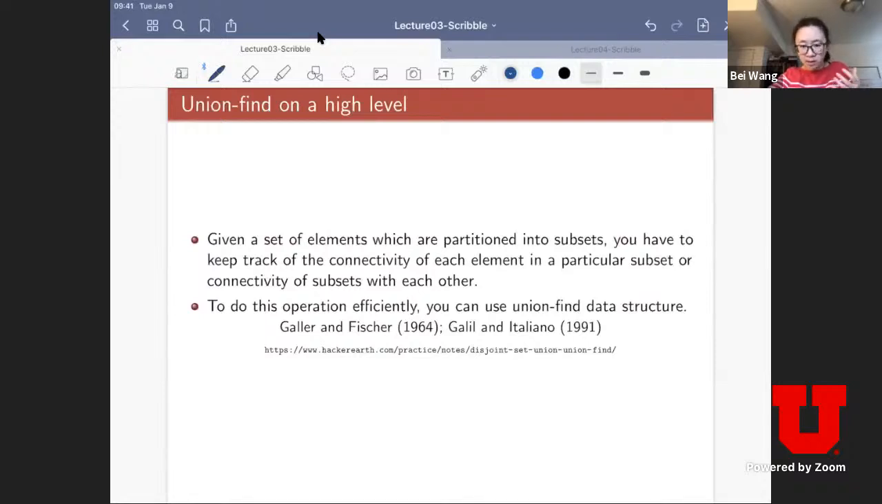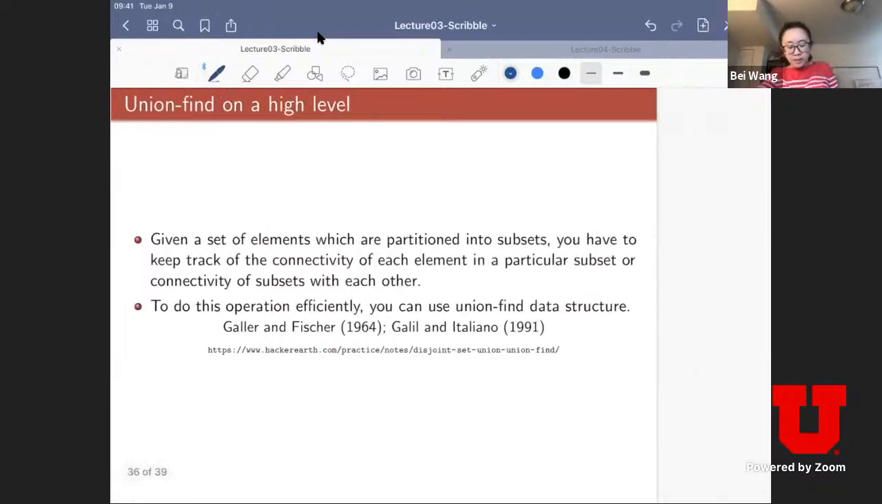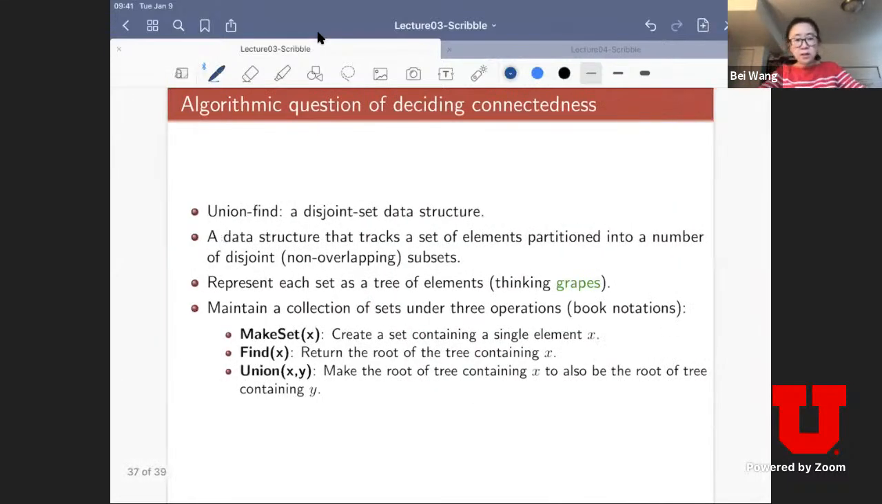It has a long history dating back to the 1960s. Sometimes people also call it the disjoint set data structure. It's really used to track a set of elements as they're partitioned into a number of disjoint subsets. And in terms of representation, usually the elements are represented almost like a tree.